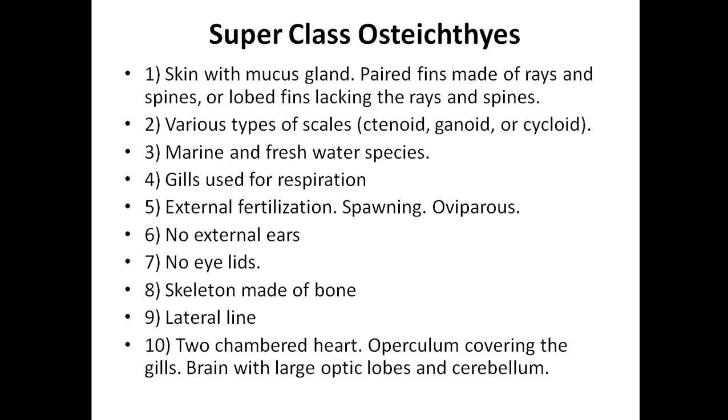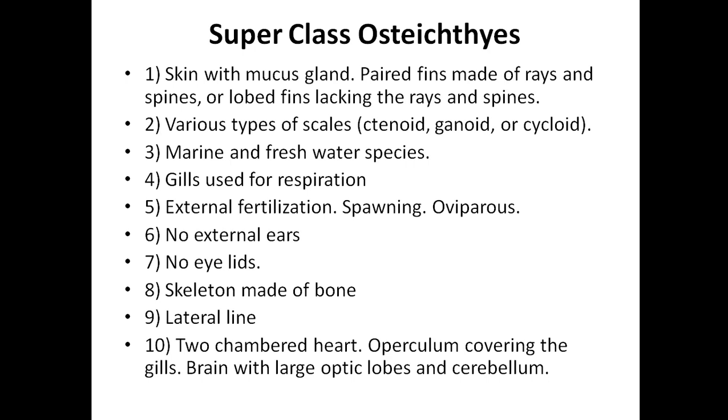So some of the key characters, or general characters, or very important characters for this class Osteichthyes is the skin with mucus glands. So these fishes are always slimy. Most of the fishes that you get here are bony fishes or Osteichthyes, and they are slippery in nature because there is a secretion of mucus on the skin.